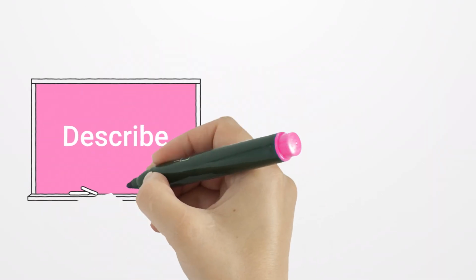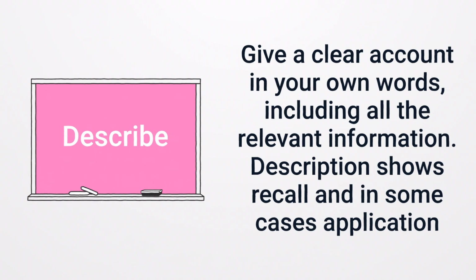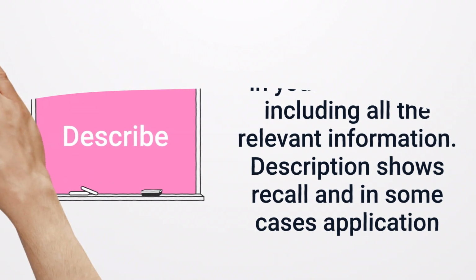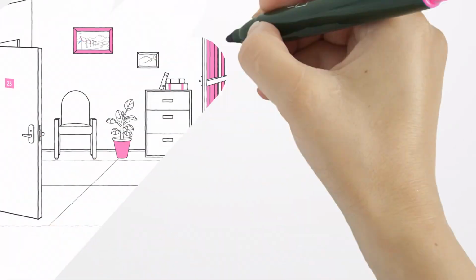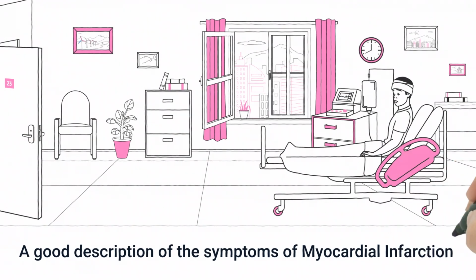When describing, you must give a clear account in your own words, including all the relevant information. Description shows recall and in some cases application. For example, the symptoms of MI are chest pain, pain radiating from the chest to other parts of the body, such as the abdomen and arms, dizziness, sweating, nausea and vomiting, extreme anxiety and shortness of breath.